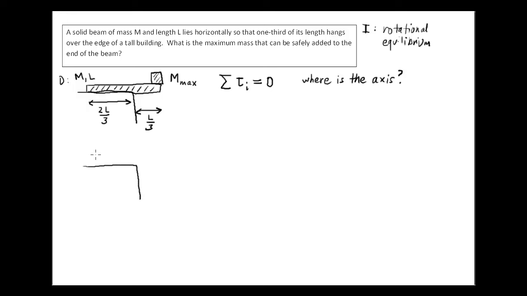Here's the cliff. The left-hand side will come up off the edge, and I'm exaggerating it here, so that the only point of contact that the beam will have is right at the very edge of the building. That's going to be a convenient place for us to calculate the torques.